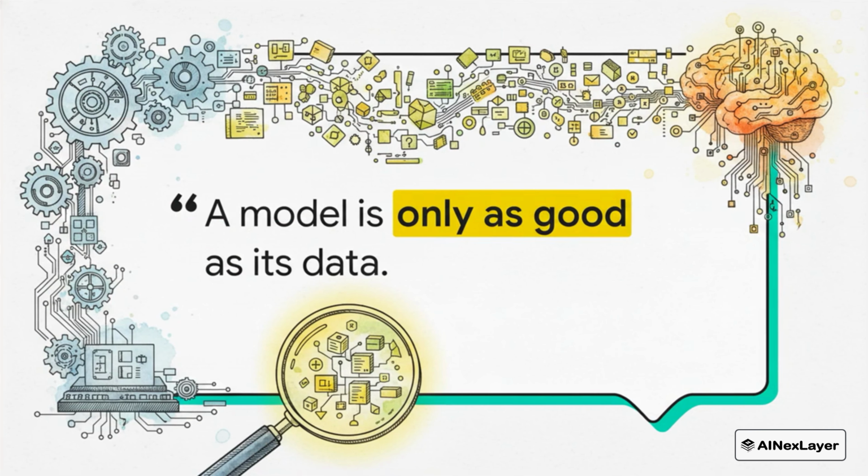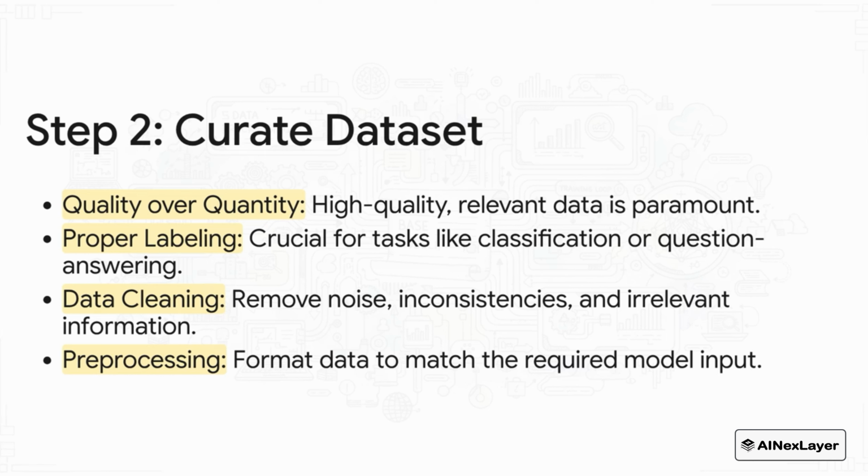Okay, so once you've chosen your model, the spotlight immediately shifts to the single most important ingredient in this whole recipe. You've heard it before, but it's never been more true. A model is only as good as its data. And that brings us to step 2, curating your data set. Look, in fine-tuning, quality is so much more important than sheer quantity. Your data has to be top-notch and directly relevant to your goal. This means getting the labeling just right for tasks like classification, cleaning out all the noise and junk, and then pre-processing it so it's in the exact format the model needs to understand it.